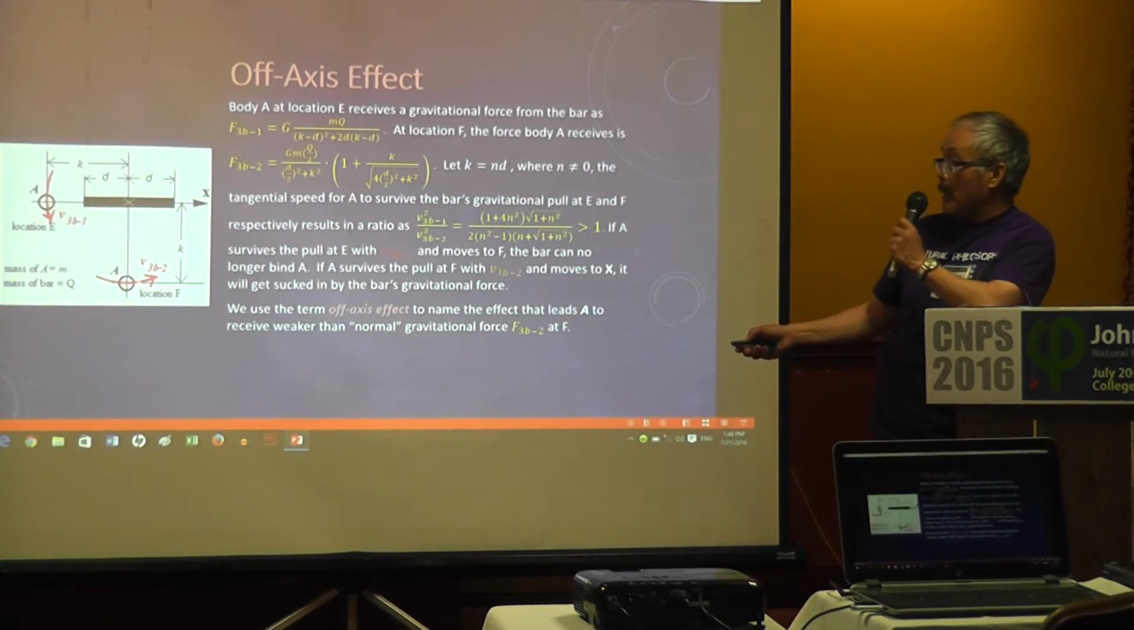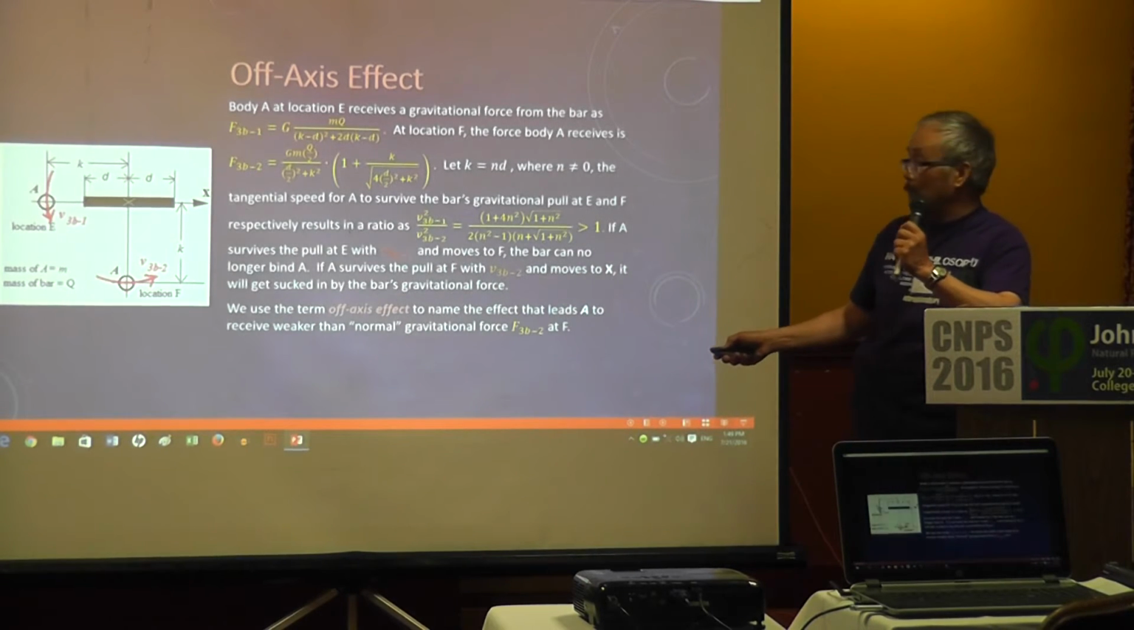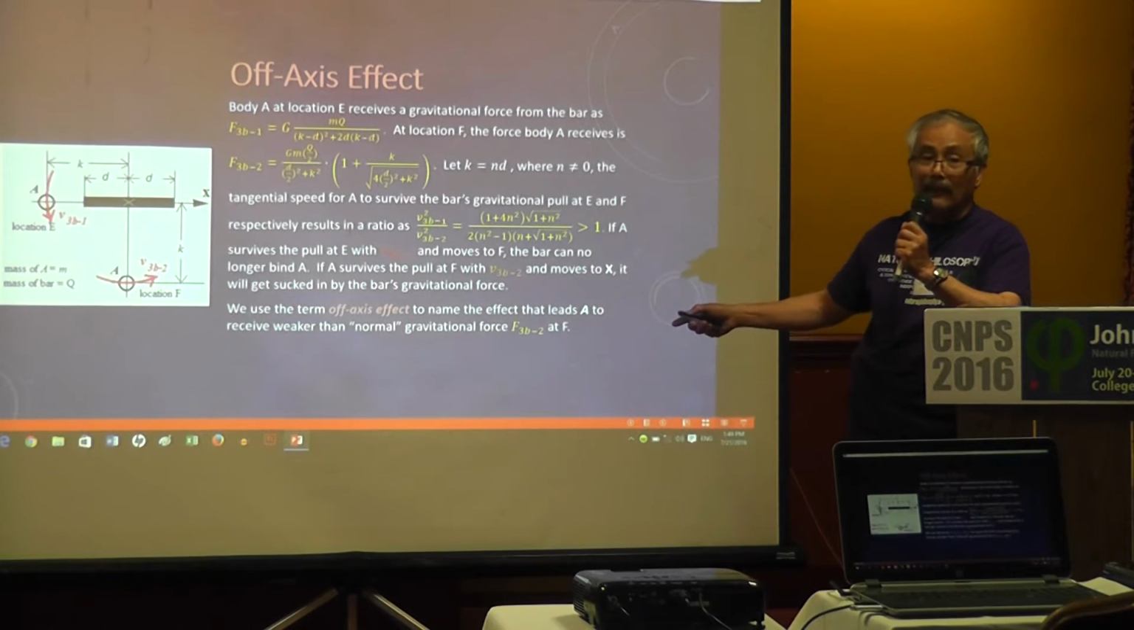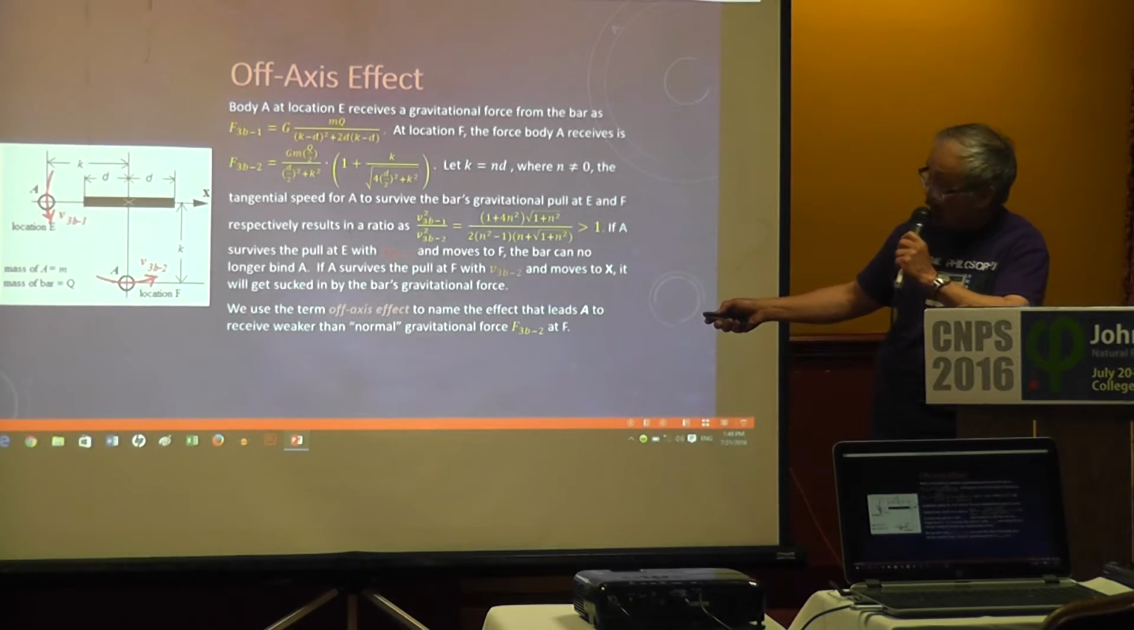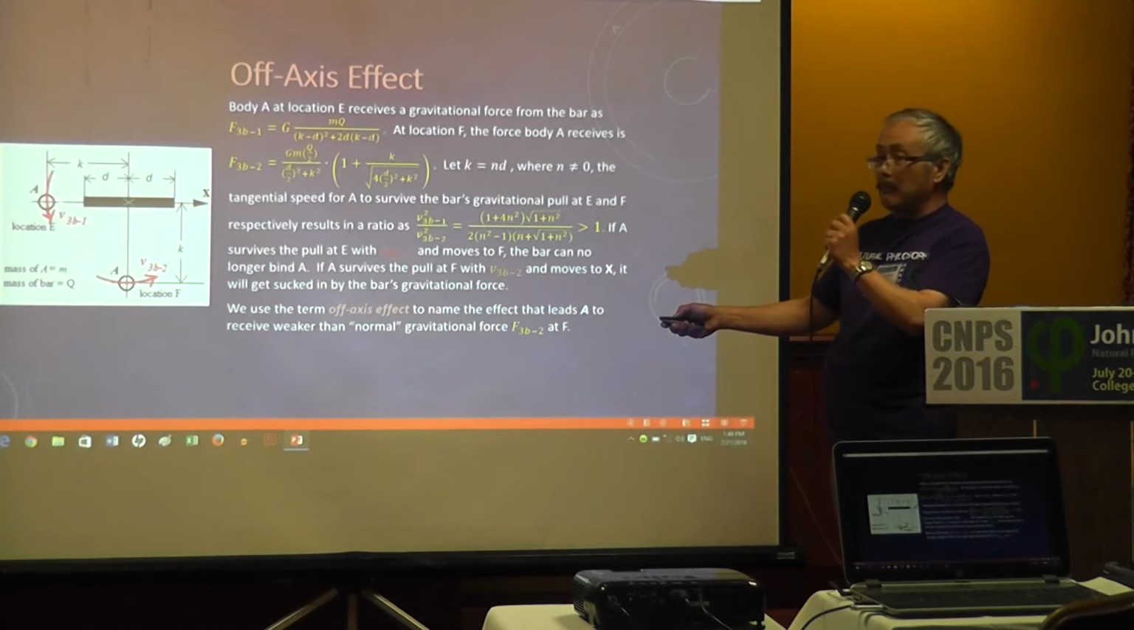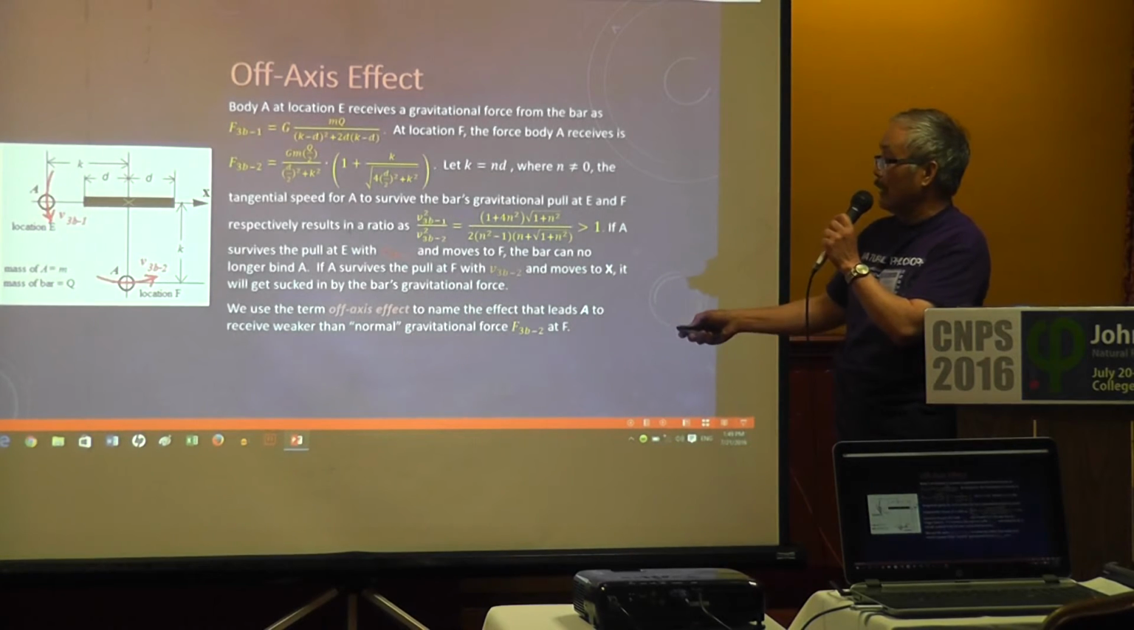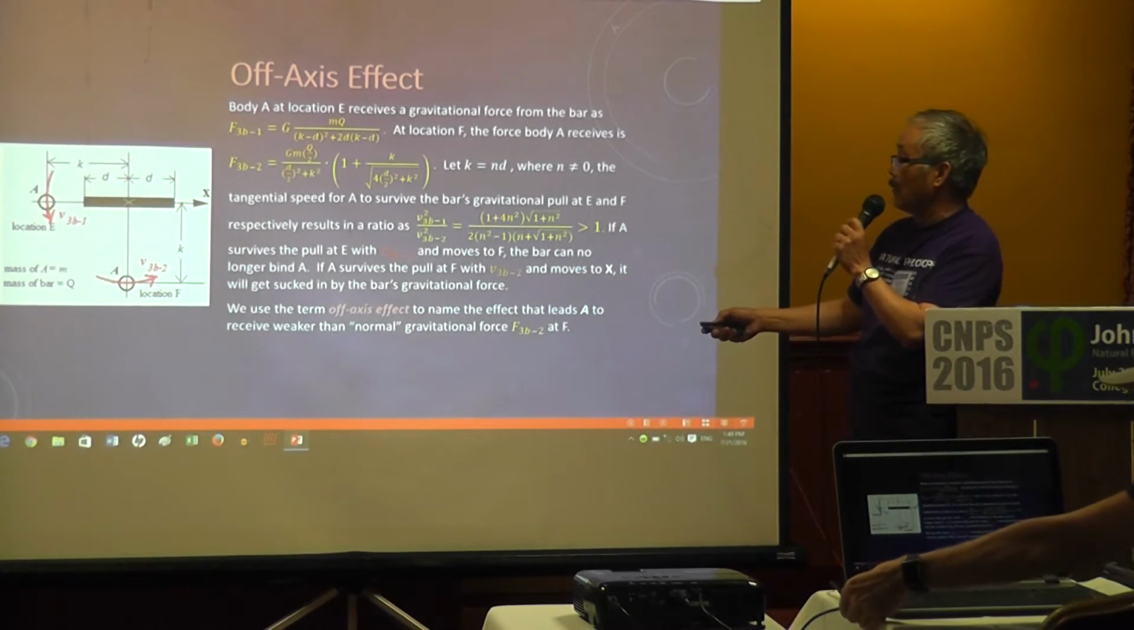When the body A here receives less gravitational force, I will call this effect on A the off-axis effect. So we can say that the same body A should have different speeds in these two locations, from E to F.